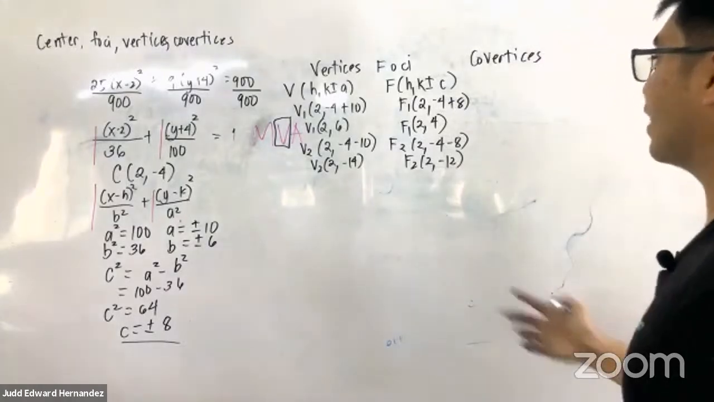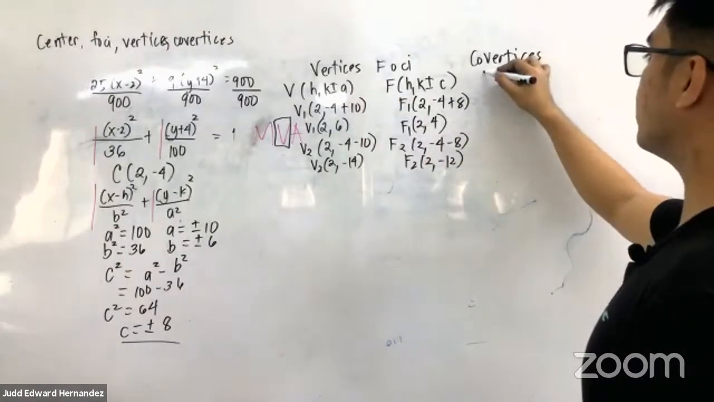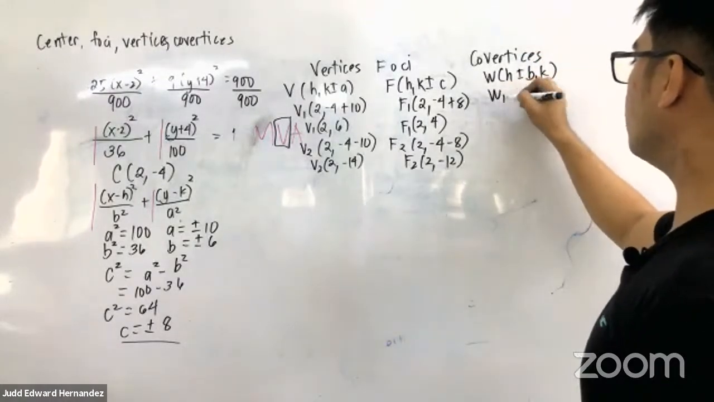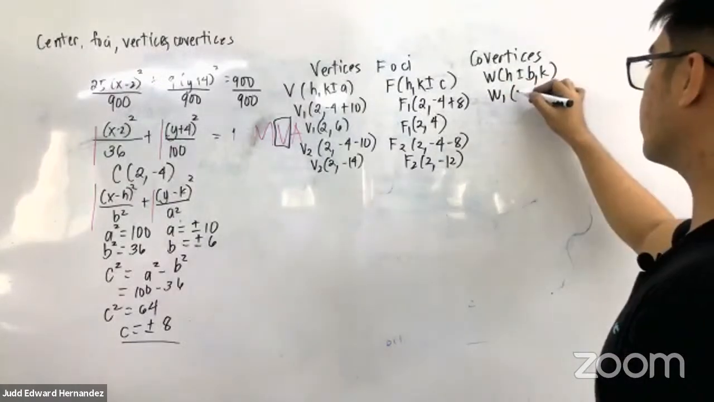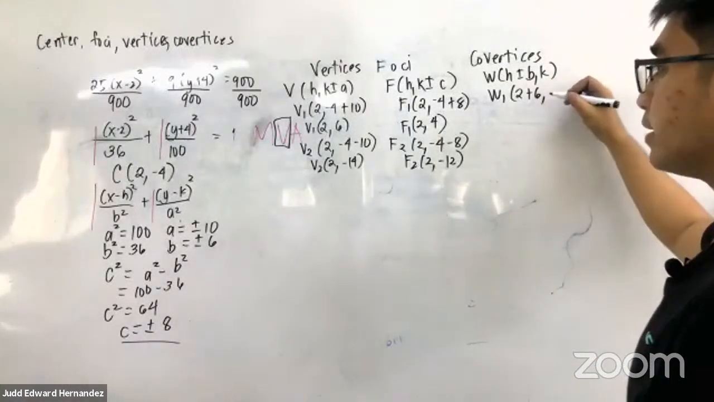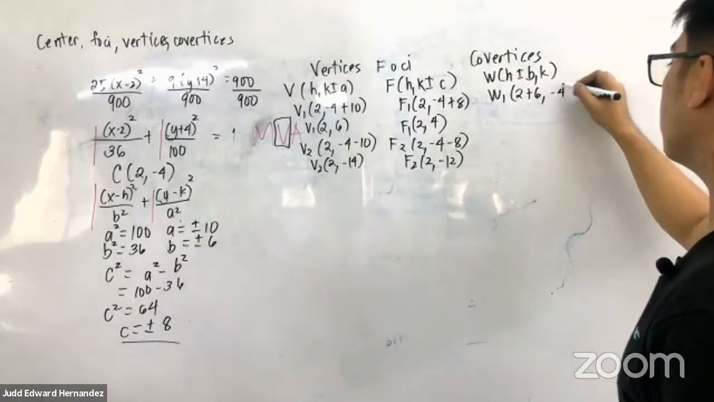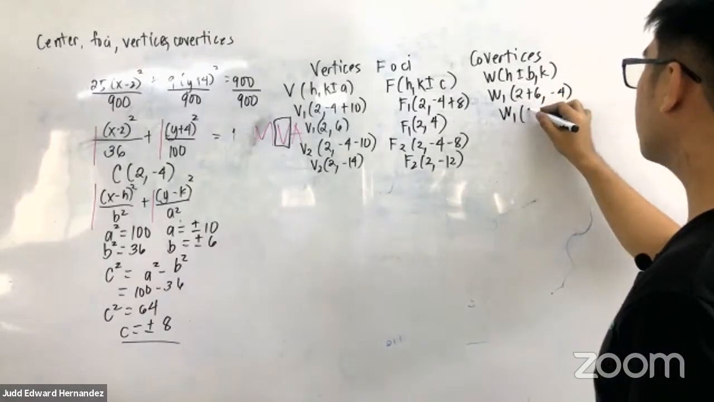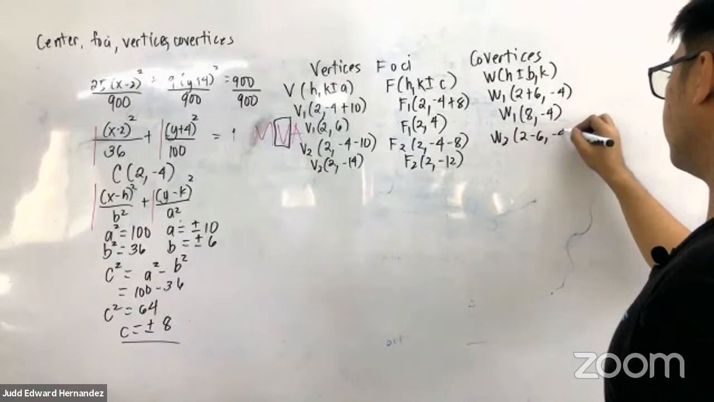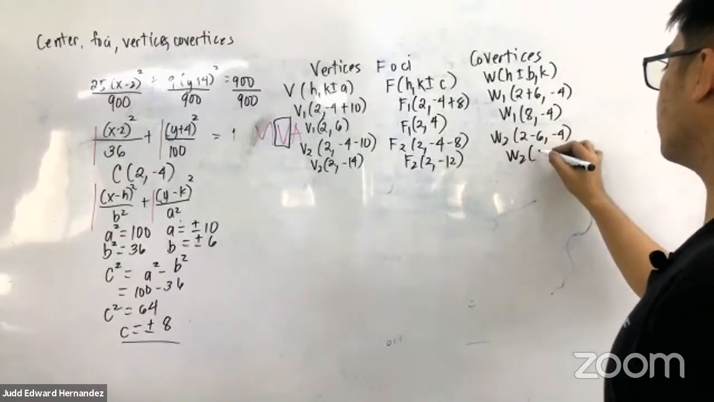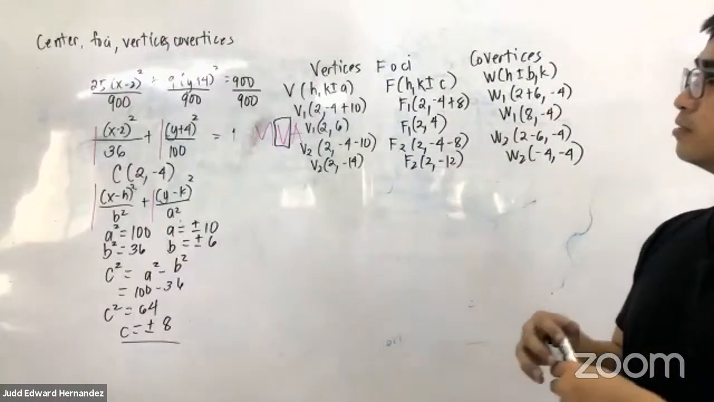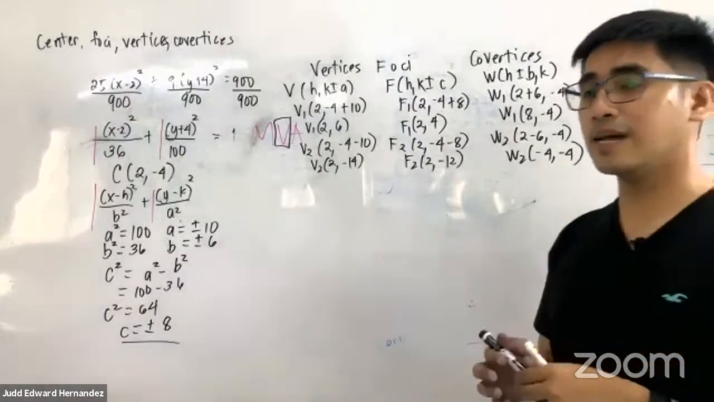Okay? So, for the co-vertices, since ginalaw natin si Y kay vertices at kay foci, ang gagalawin naman natin kay co-vertices is X. Therefore, that is H plus minus B, K. Therefore, W1 is now, what is our H? Our H is 2. Plus, what is our B? Our B is 6. Our K now is -4. Therefore, W1 should be at 8, -4. And W2 is located at 2 minus 6 is -4, -4. So these are now the endpoints of the vertices, the foci, and the co-vertices.